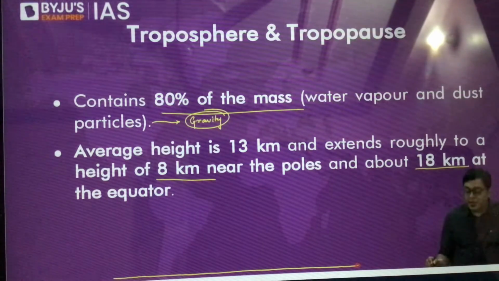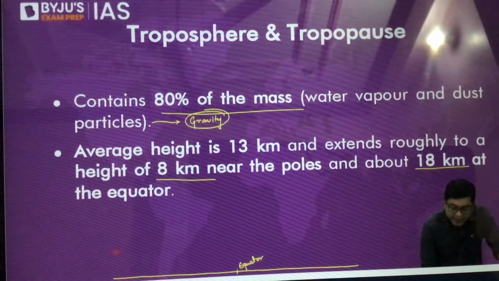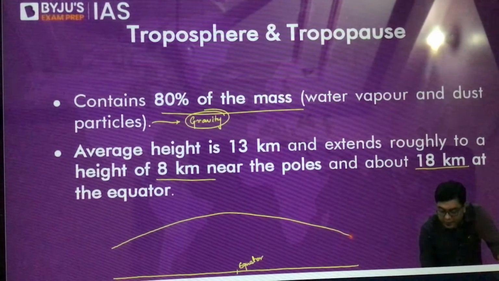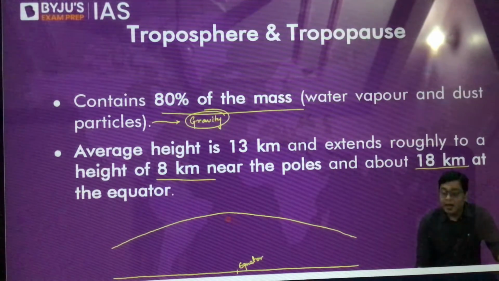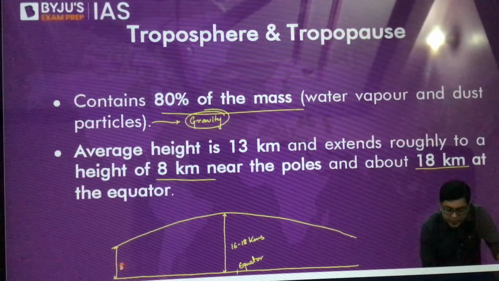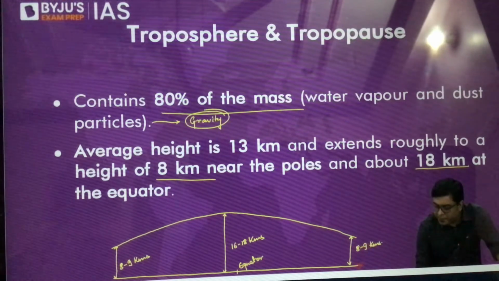So let's consider this to be the ground surface. Let's consider this to be the equator. So this indicates that the height of the troposphere is very small around the poles, and the height increases around the region of the equator. This becomes close to 16 to 18 kilometers, and here you have around 8 to 9 kilometers, at the poles.